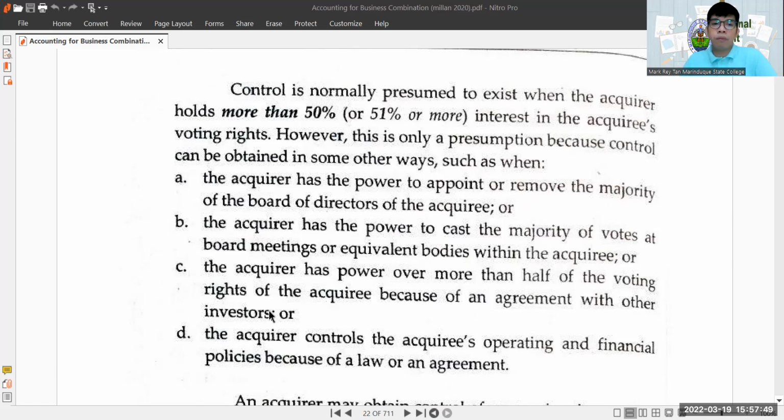Though less than 50 siya, but meron naman siyang agreement with other investor, it also manifests control. Then lastly, the acquirer controls the acquiree's operating and financial policies because of a law or an agreement. So sounds like letter C din, pero dito naman is sa operations tsaka financial policies.